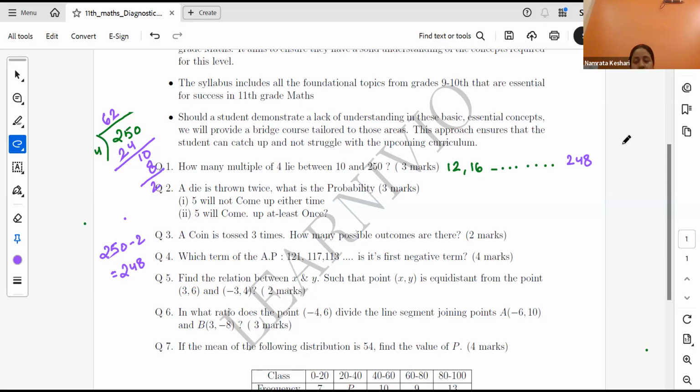So 60. Perfect. Next. A die is thrown twice. What is the probability 5 will not come up either time? We don't want any 5, not from the first die, not from the second one.